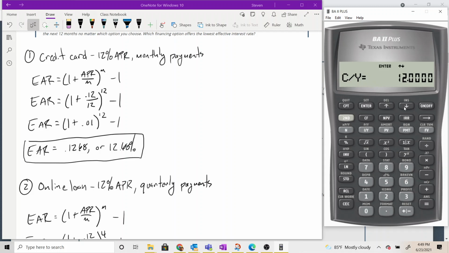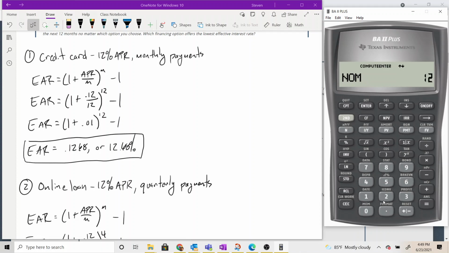The way we move between those 3 is just by using the arrow keys. You can use the up or down arrow keys, and it'll just move between those 3. So NOM is what we're given. Let's calculate the effective rate of the credit card to begin with. It's a 12% APR with monthly payments. So our nominal rate is 12.